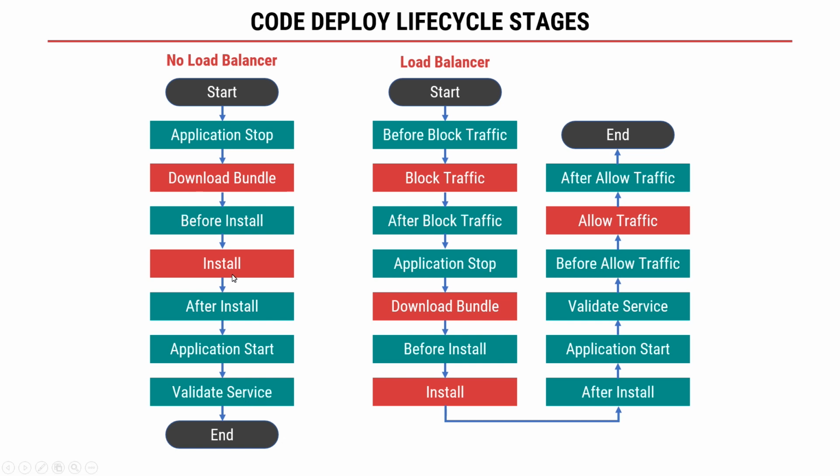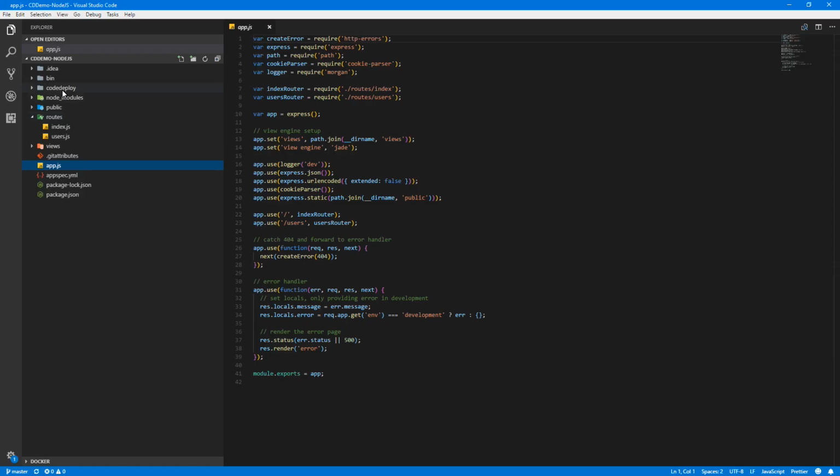So for our demo, I'll be using before install, after install, application start, application stop, and validate service stages. Each stage will have a script associated with it, and we can put all our commands in those scripts. So here under the root of my application source, I have created a directory called CodeDeploy, and I have placed all my CodeDeploy specific scripts into that particular directory.